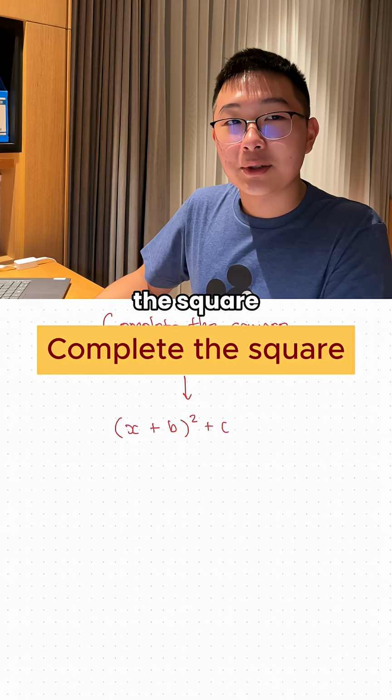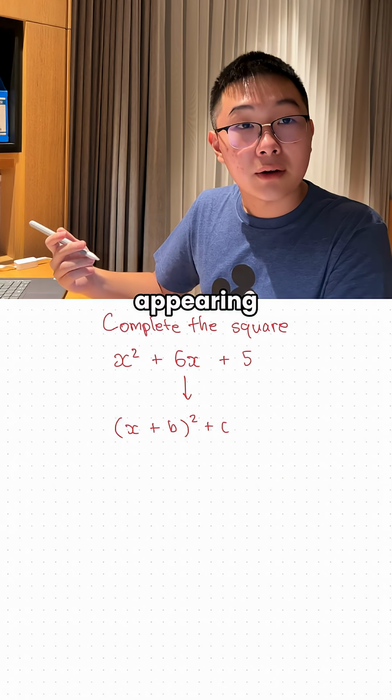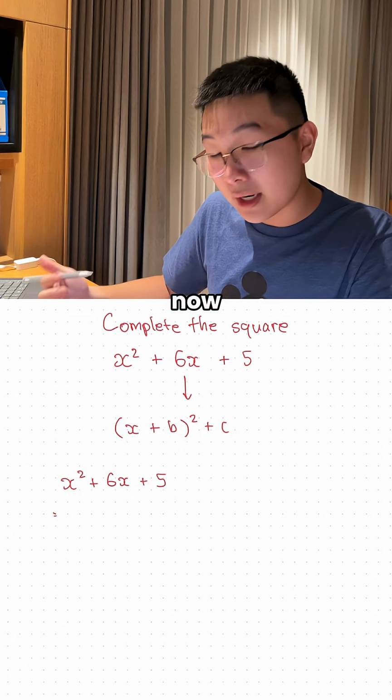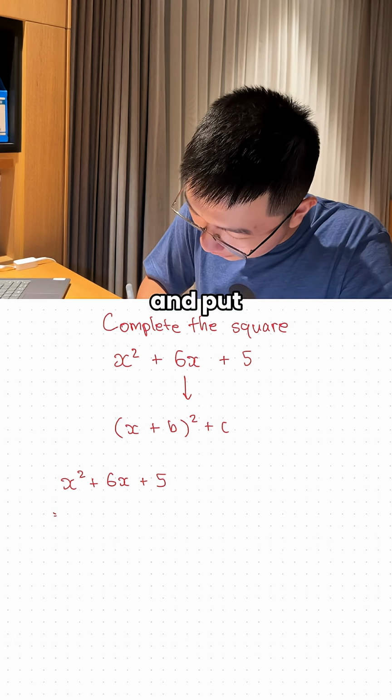Now, how do you complete the square? This is going to be appearing very often in your math exams, and here's how you do it. Here, first, let's look at the quadratic equation. Now, you have to write the open bracket and put in the x.